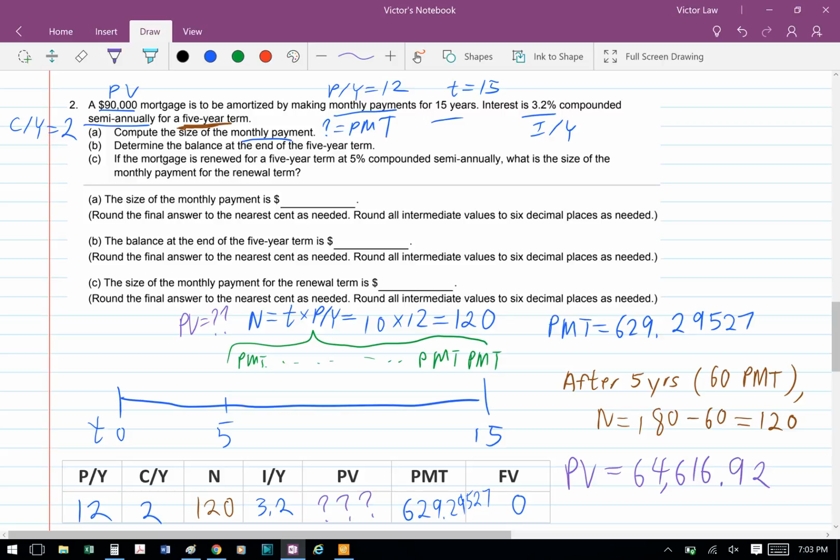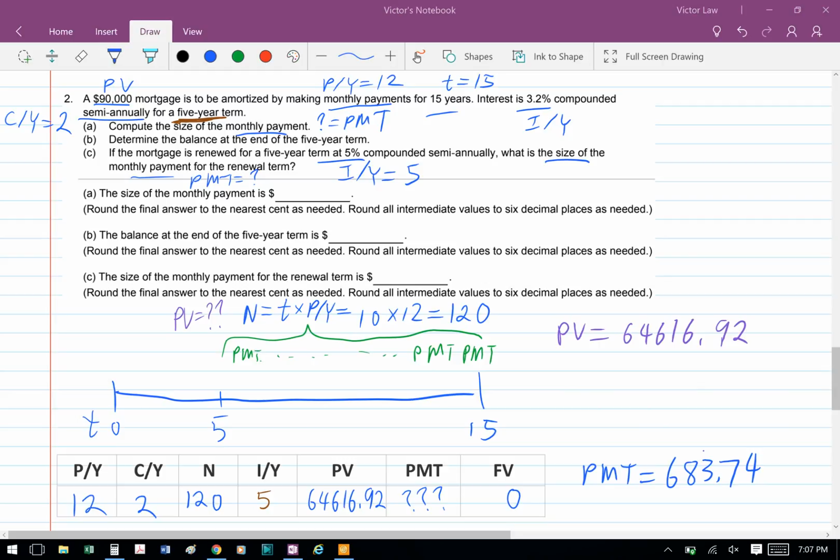In part A, we found out that the payment was $629.30. And then in part B, we need to be more exact in terms of the payment because of the decimal. So the payment is actually 629.29527. And when we plug that into the financial calculator for our payment, and future value equals 0, P over Y equals 12, C over Y equals 2, and N equals 120, I over Y is 3.2, and we compute for present value, we get present value equals 64,616.92.